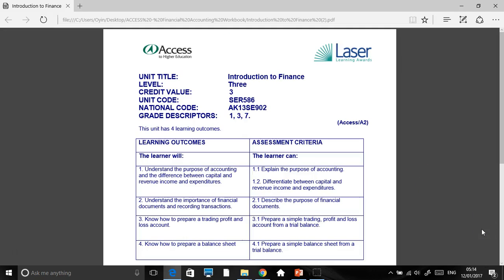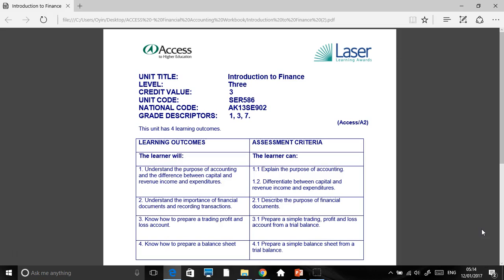So you can see here what the learning outcomes are, and you can see what the assessment criteria is as well. In this first class, I'm going to be covering the first learning outcome, which is understanding the purpose of accounting and the difference between capital and revenue income and expenditures. I might use 2 videos to cover this, but probably just the one. The learning outcomes are explaining the purpose of accounting and differentiating between capital and revenue income and expenditure.